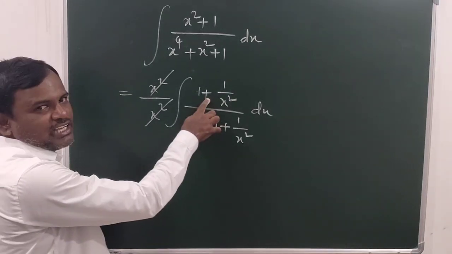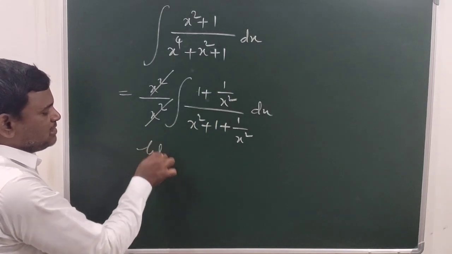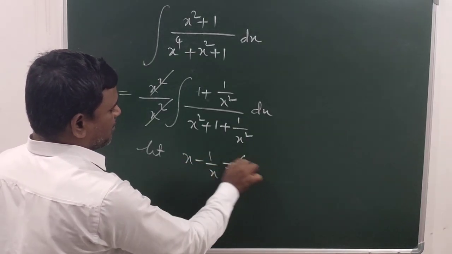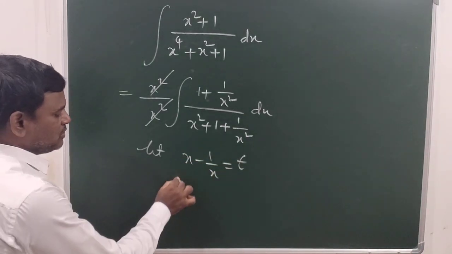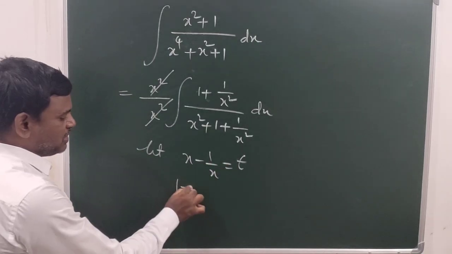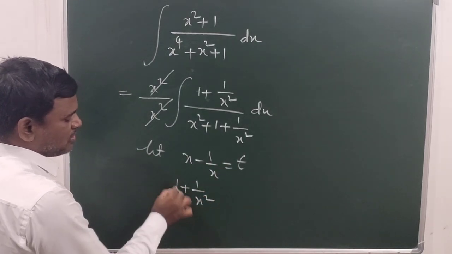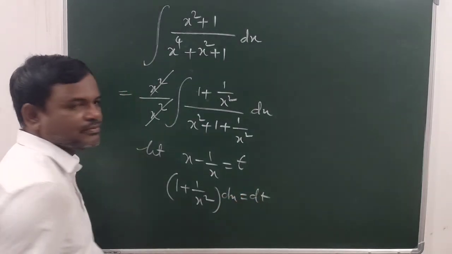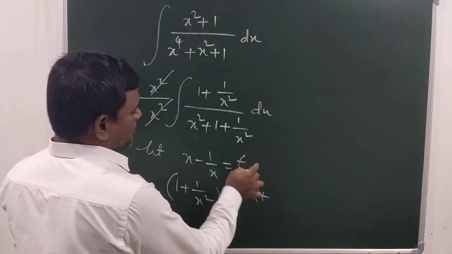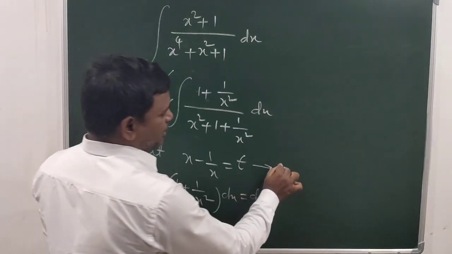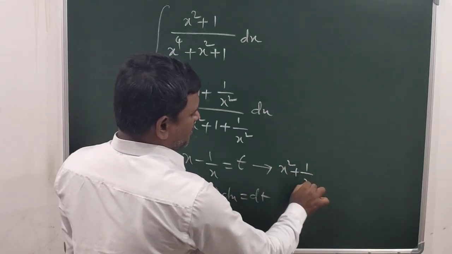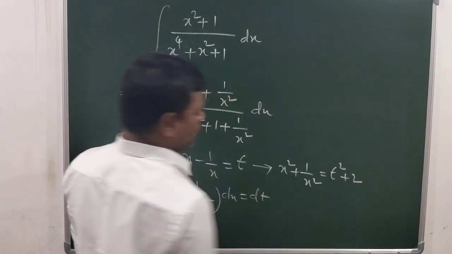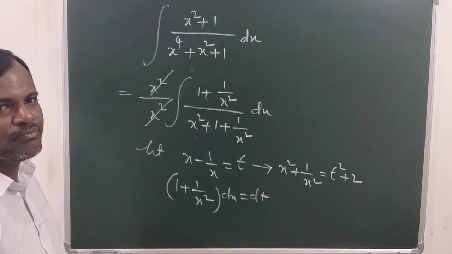Now here plus is there. So as you know, if plus is there, what do you have to take? x minus 1 by x equal to t. Same like the previous one. So take the derivative on both sides with respect to x, which gives dx equal to dt. Now take the square on both sides. What do you get? x square plus 1 by x square is equal to t square plus 2. Same like the previous one.